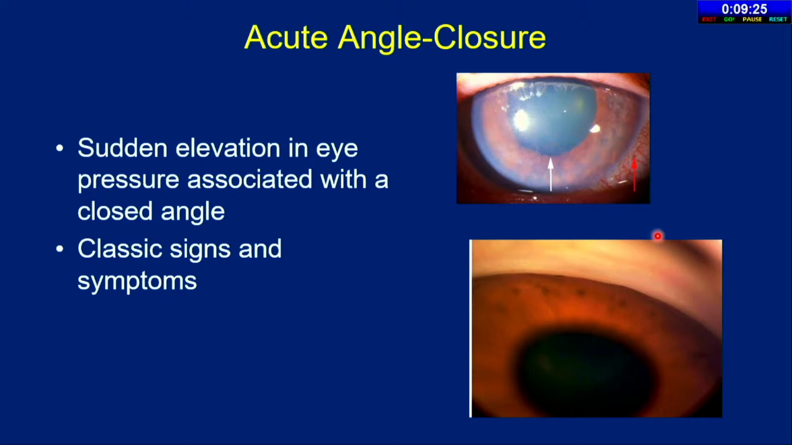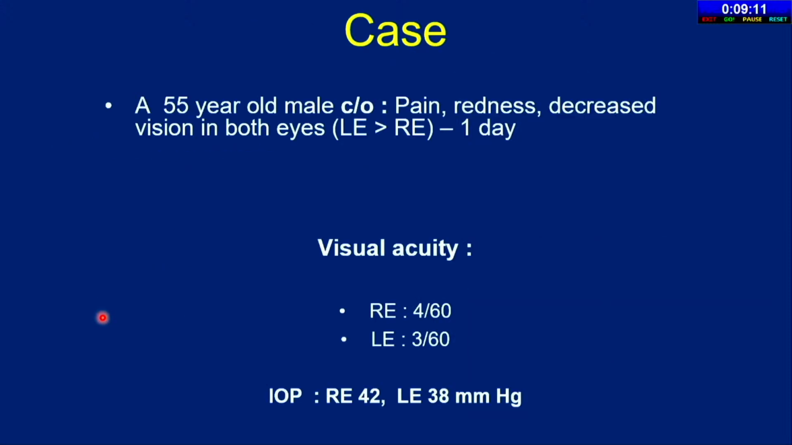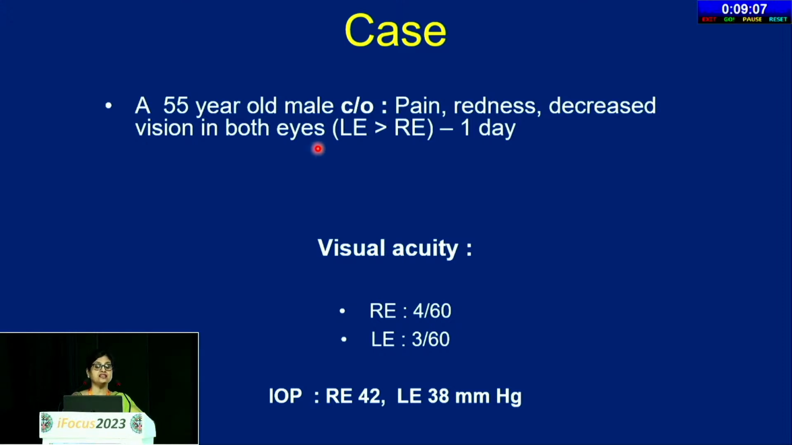There is sudden elevation in the pressure, which is associated with blockage of the entire 360 degrees of the angle, causing corneal edema and complete blockage of the angle on gonioscopy. So it will have classical signs and symptoms. I'd just like to share this case who presented to me 8-9 years back, and he came to me with pain, redness, and decreased vision in both eyes of 1 day duration. The visual acuity was 4/60, 3/60. The pressures were very high.